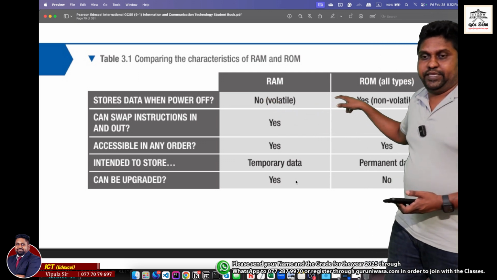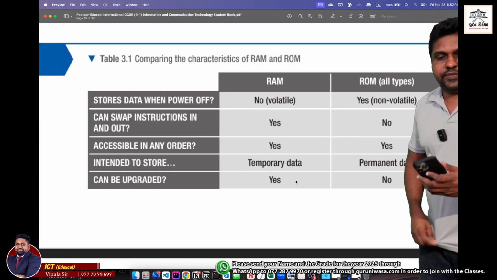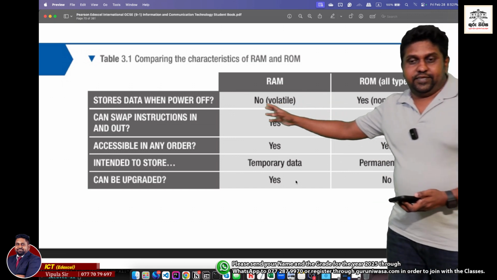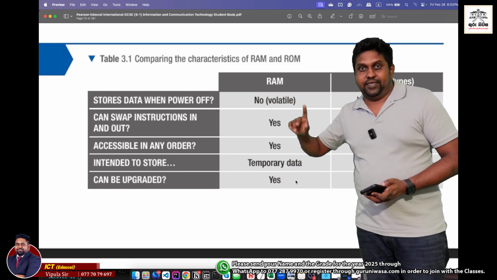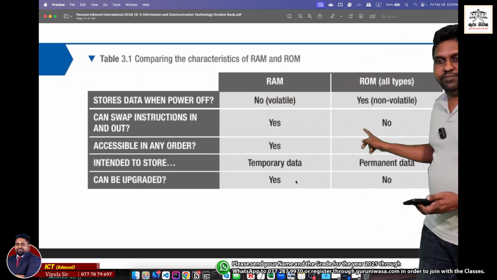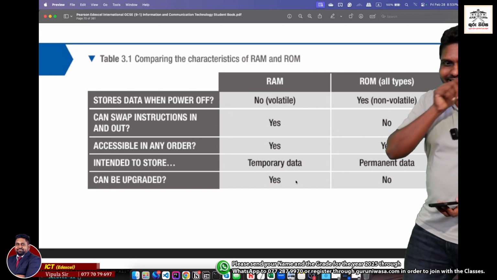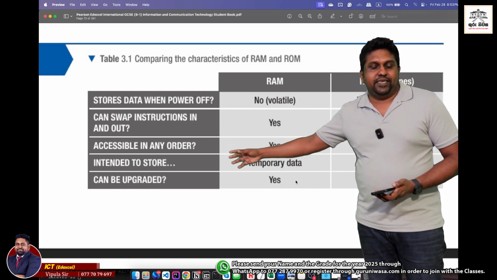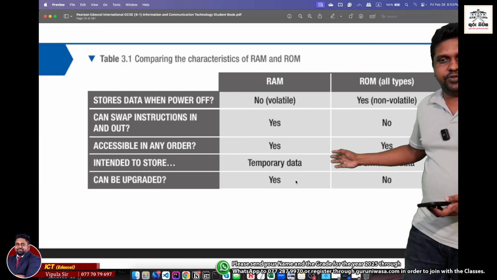But ROM, yes, it is non-volatile. So the data will always be there. Can you swap instructions in and out? Yes, in and out, both sides. But in the ROM, that is no, not in, but you can take it out. And is it accessible in any order? Yes, data can be accessed in any order, both are yes.